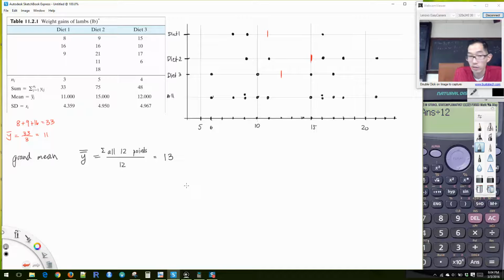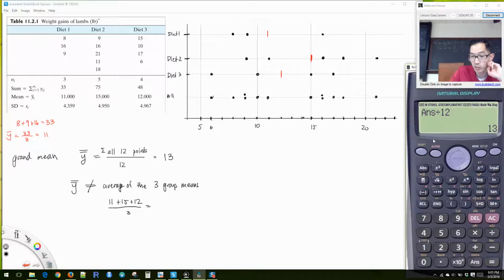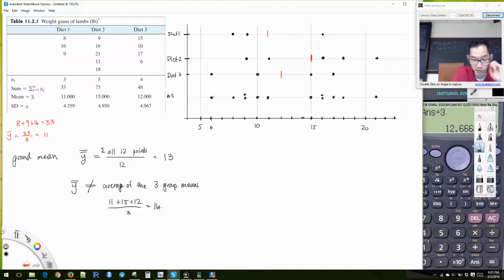Now, it's important to keep in mind that the grand mean is not the average of the three mean values. If I did 11 plus 15 plus 12 and then divided by 3, I would get something else. I would get 12.67. So the grand mean is not the average of the three group means.